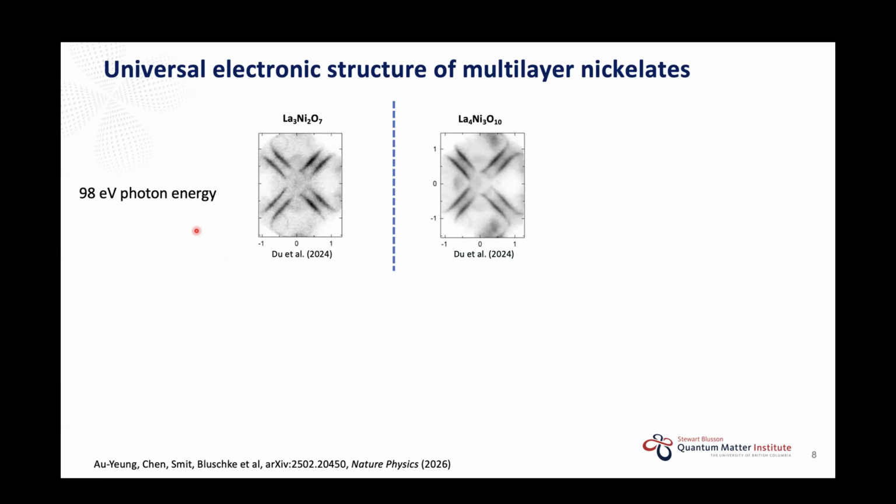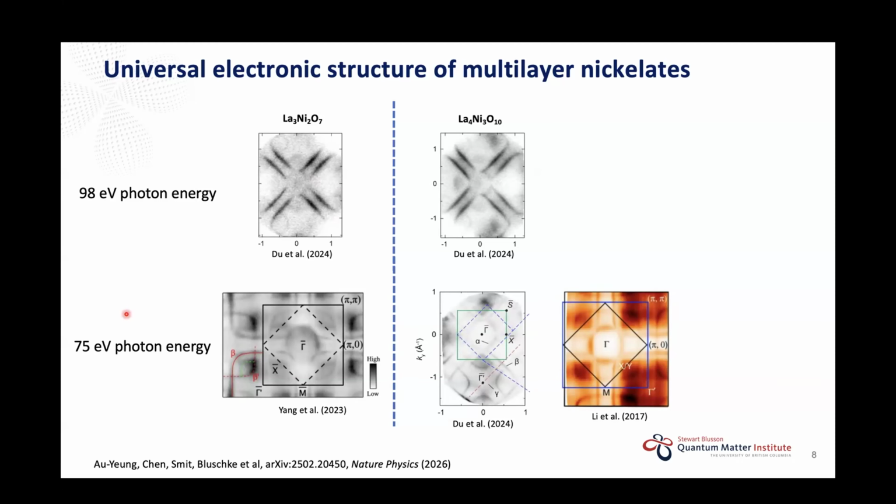So now I'm going to sidetrack a little bit to mention the other member of the multilayer nickelate, which is the 4310. And this is the Fermi surface taken in the literature at 98 eV. The striking thing that you will see is that although the structure is different, the Fermi surface is very similar between 327 and 4310. And this is not the only similarity we found. If we look at all the 75 eV photon energy data, there is one thing very interesting, which is this corner feature that appears both in the 4310 and 327 systems.